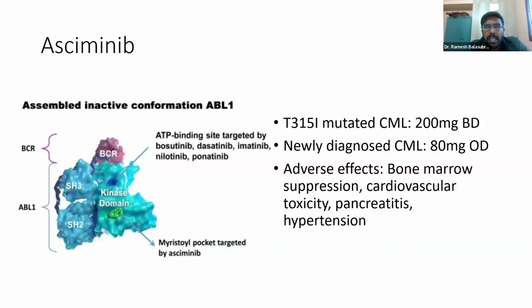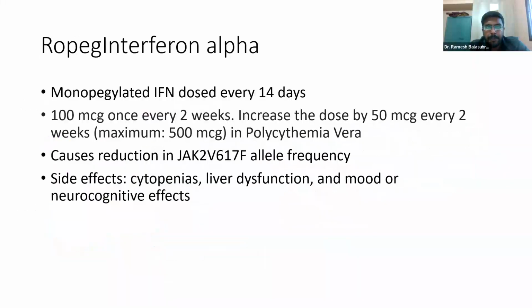This is approved in T315I mutated CML. The dosage is 200 milligram twice daily, and in newly diagnosed CML, it will be 80 milligram once daily. The main adverse effects are bone marrow suppression, cardiovascular toxicity, pancreatitis, and hypertension.